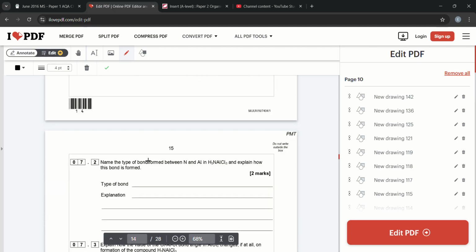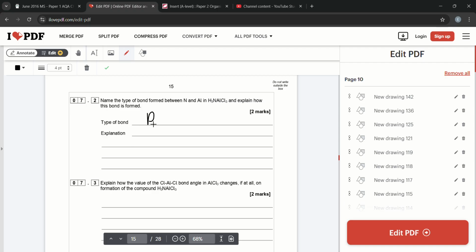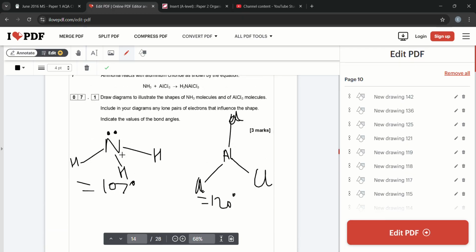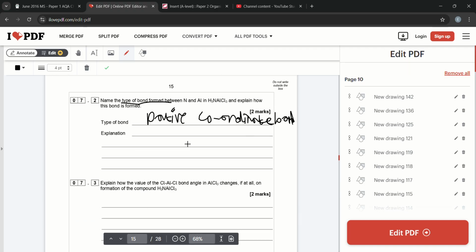7.2 Name the type of bond formed between N and Al in H3N-AlCl3. It's going to be dative coordinate. Dative coordinate bond. Usually 9 times out of 10, anytime it asks you to name the type of bond formed and it's about lone pairs and you can see that kind of topic, it's usually always dative coordinate bond.